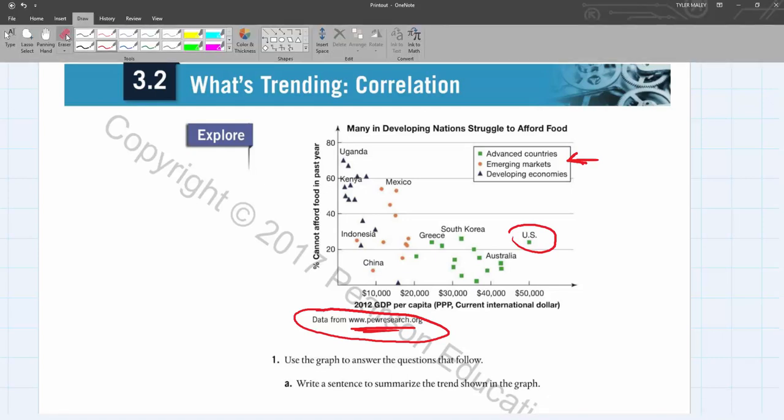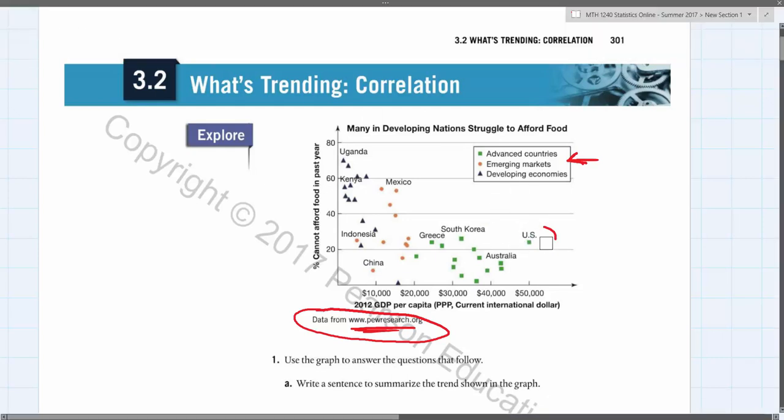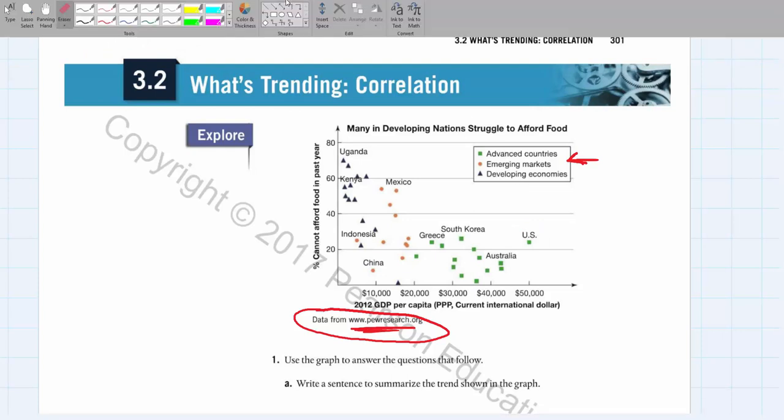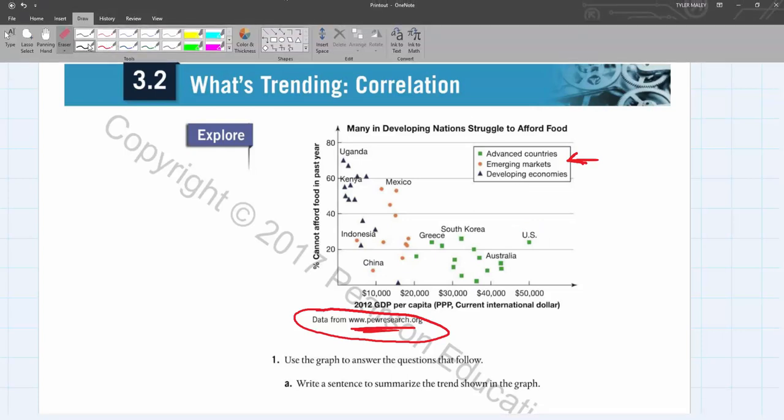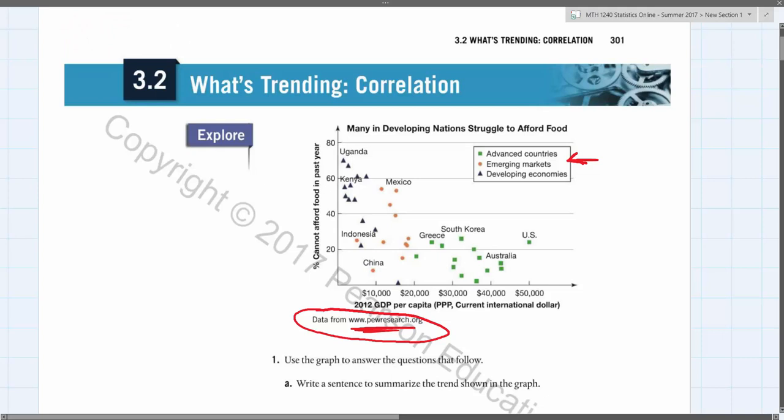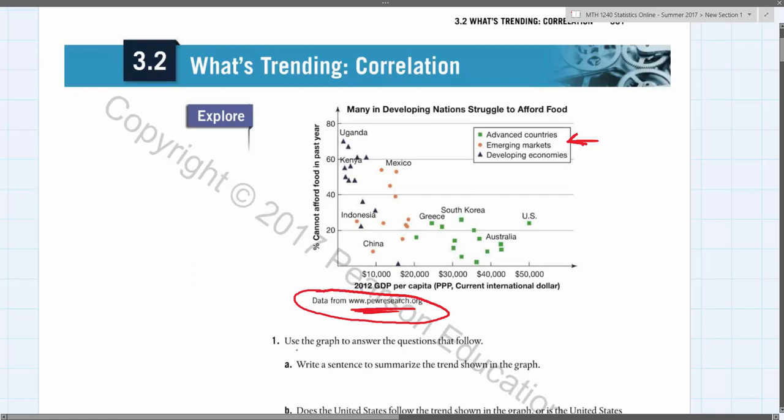All right, now that we know about the graph, let's begin to look at the questions. Number 1A: write a sentence to summarize the trend shown in the graph.